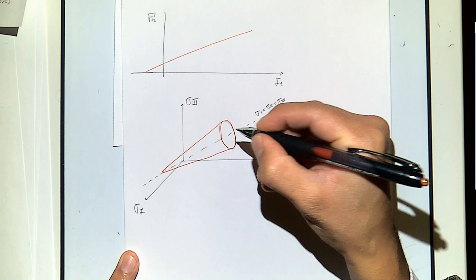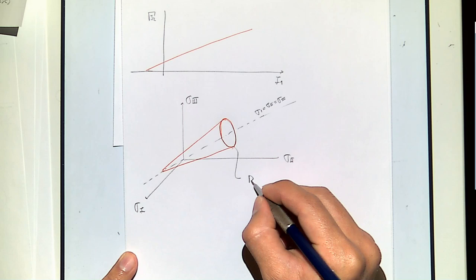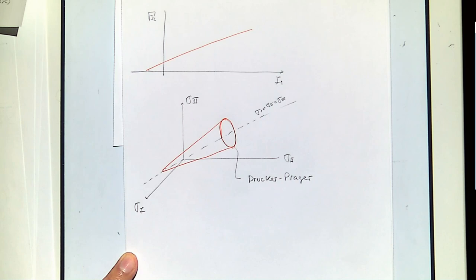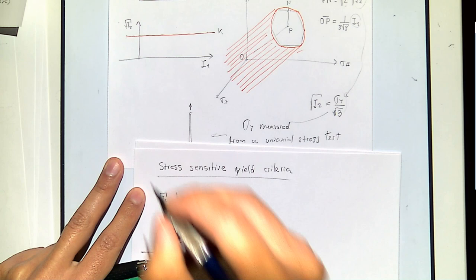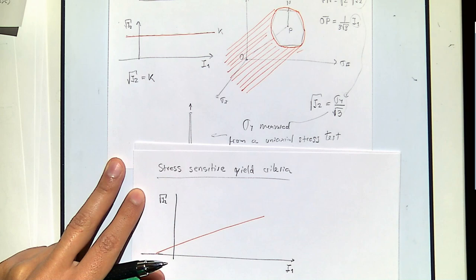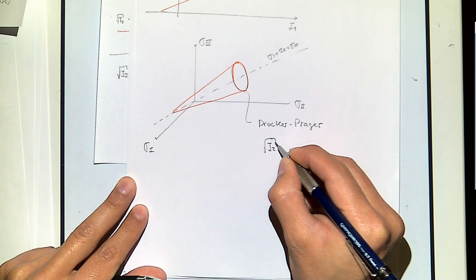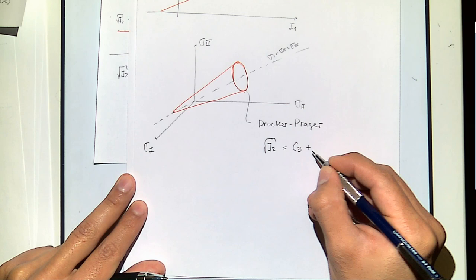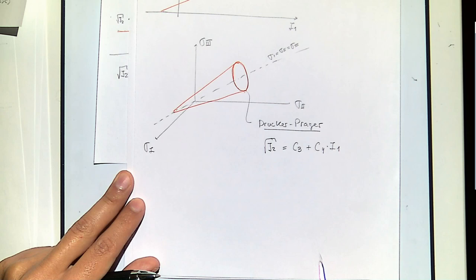All right, so if this is a cone and we consider a curved surface, this is the criterion which is called the Drucker-Prager criterion. And it's very simple. It's very similar to von Mises, in which we just say that the maximum J2 is just equal to a constant. But in Drucker-Prager, now it's going to be aligned with the slope, so the maximum J2 is going to be equal to a constant, let's call it C3, plus another constant, which is going to be the slope, times the first invariant. I'll tell you what this C3 and C4 is in just a bit.